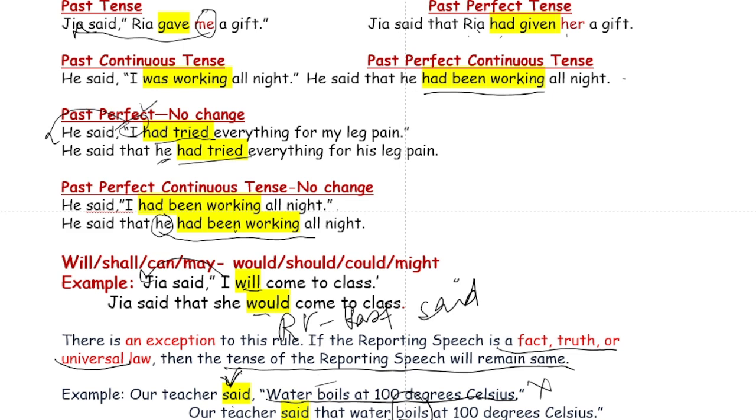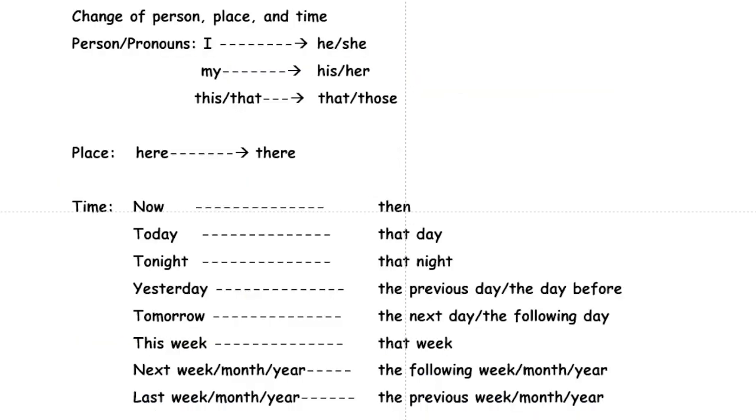Now let's move on. Now, this is the change of person, place, and time while changing direct speech to indirect speech. You can click a photograph or you can take a screenshot. Pronouns I will change into he, she, my will change into his, her, this and that will change into that and those. If it's a place, here will change into there. Now, then, today, that day, tonight, that night, yesterday, the previous day, the day before.